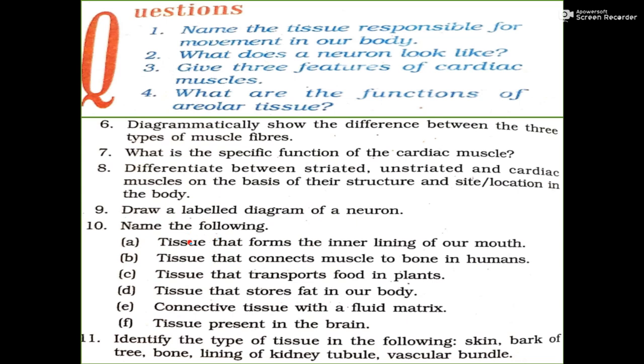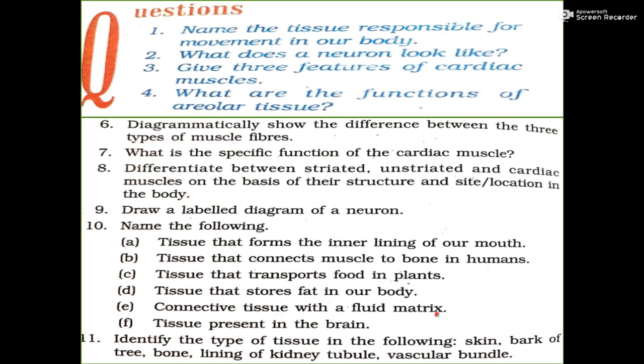We have done it. Tissue that forms the inner lining of our mouth: it is squamous epithelium. Tissue that connects muscle to bone: that was tendon. Tissue that transports food in plants: phloem. Tissue that stores fat in our body: one important thing is, they asked about the tissue, so we will say adipose tissue. If they asked about the cell, then it would be adipocyte cell. But as they asked tissue, so adipose tissue.